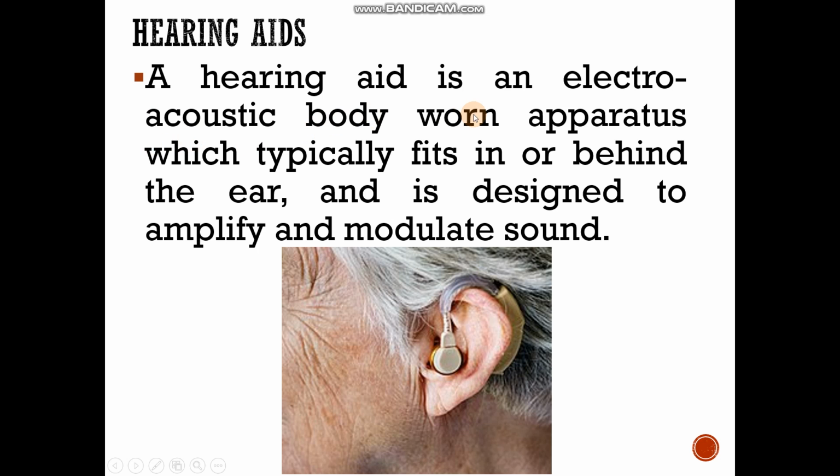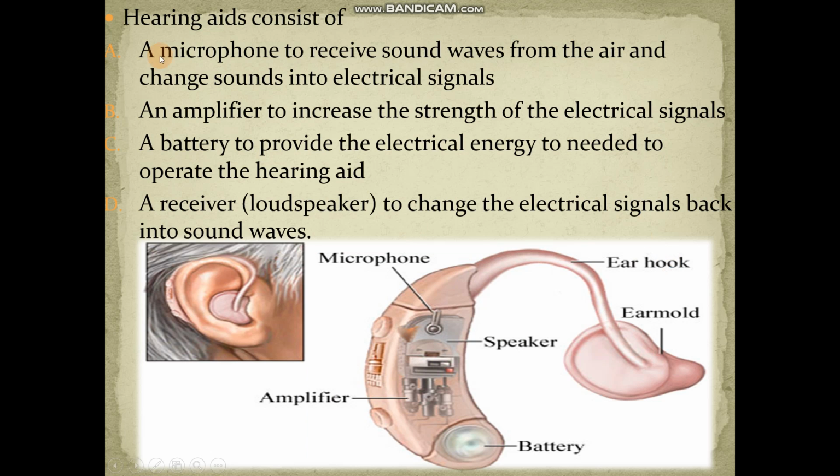So a hearing aid is an electroacoustic body worn apparatus which typically fits in or behind the ear and is designed to amplify as well as modulate the sound. So hearing aids consist of the parts of hearing aids. It's not necessary to study these things, but I just kept.